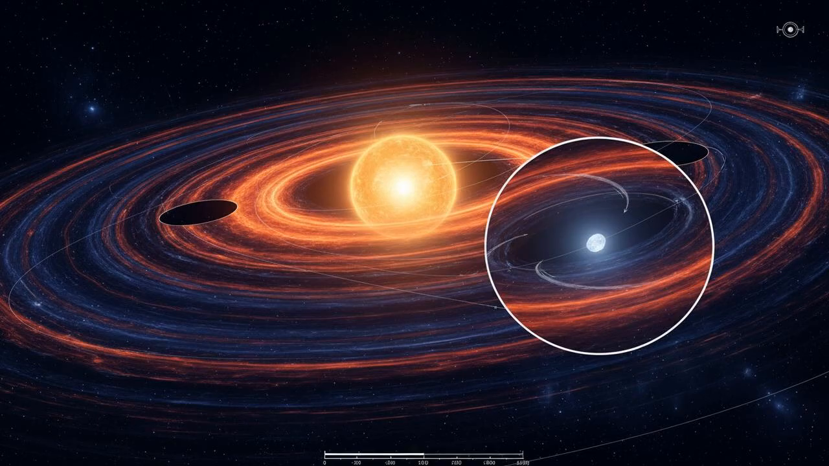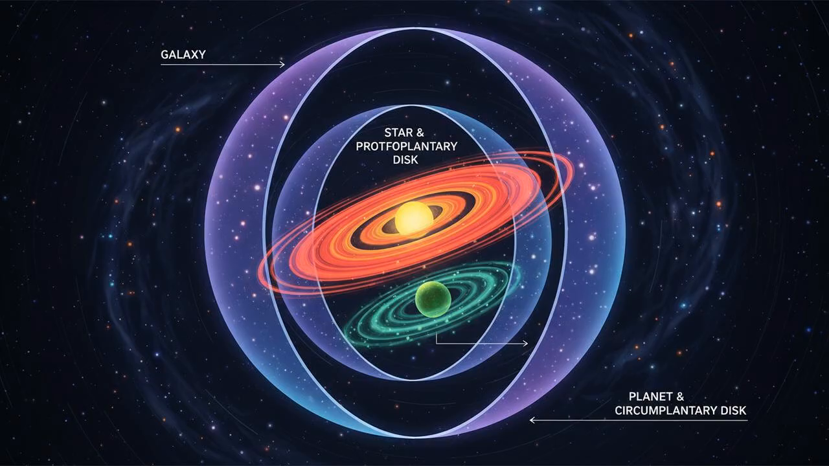These are the disks within disks. They are the gatekeepers of planetary growth. To understand them is to understand the final chapter of how a planet, and its moons, comes to be. Let's start by contextualizing this. Imagine a cosmic Russian doll.